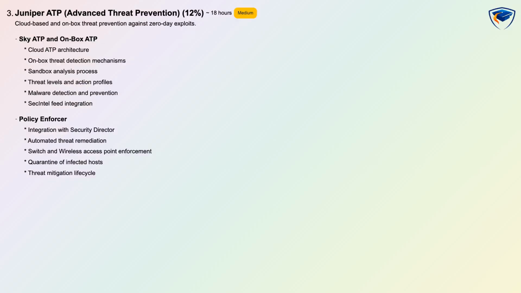Juniper ATP is weighted at 12%, has difficulty medium, estimated learning time 18 hours, and assessment type conceptual plus scenario-based. This domain explains Sky ATP cloud architecture and on-box ATP detection, and the sandbox analysis process for zero-day threats.